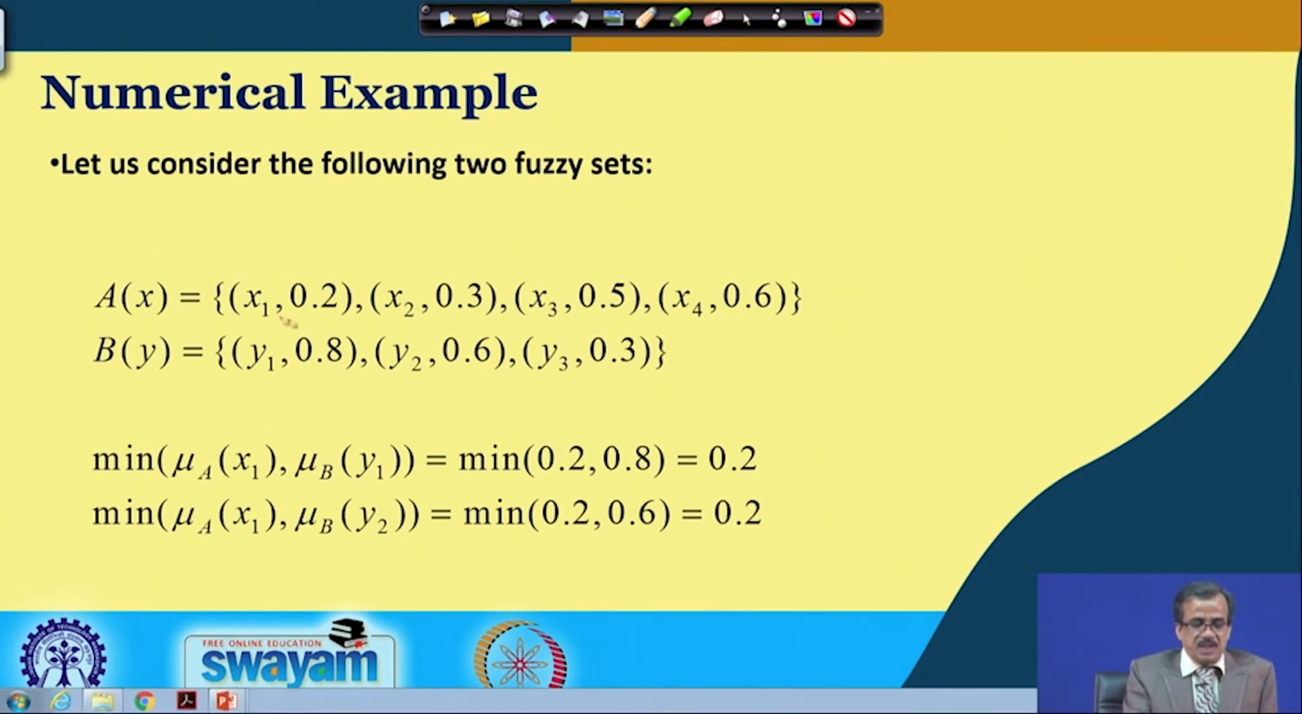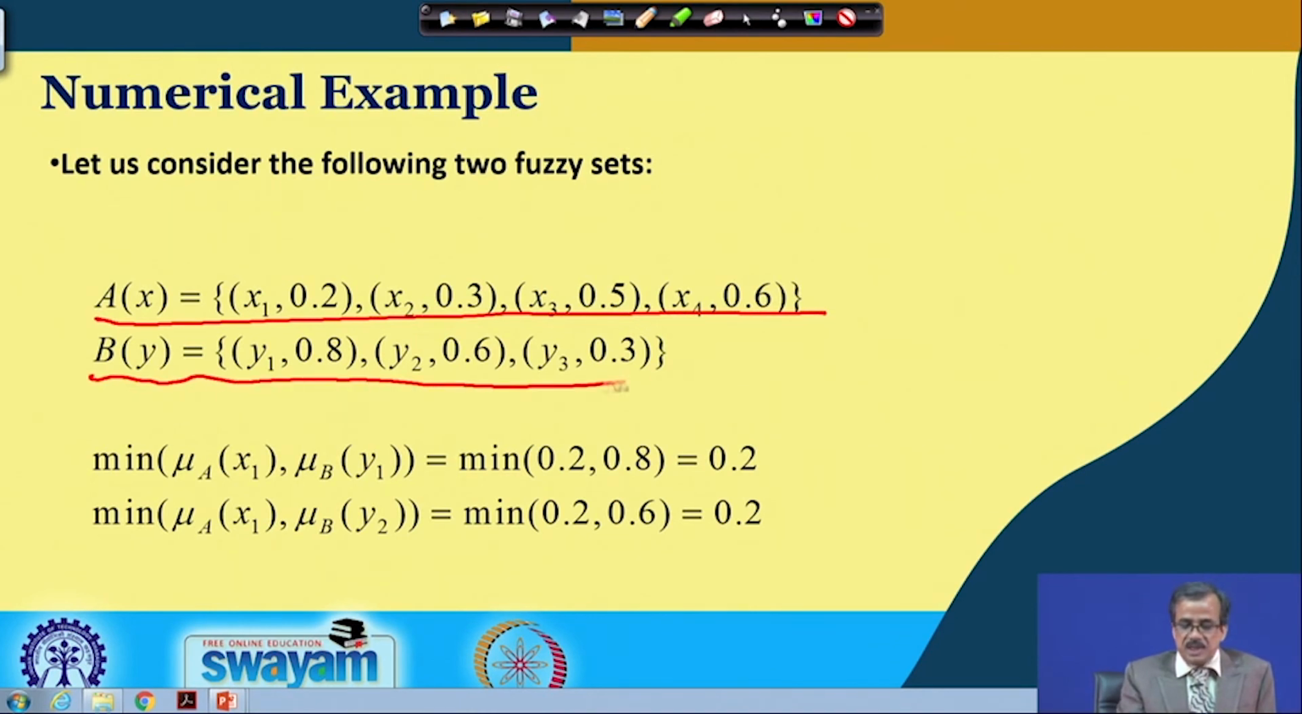Supposing that I have got two fuzzy sets, one is A(x) and another fuzzy set in another universe of discourse, that is B(y). How to find out their Cartesian product? We will have to find out the minimum of mu A(x1) and mu B(y1). So, mu A(x1) is 0.2 and mu B(y1) is 0.8. We compare 0.2 and 0.8 and try to find out the minimum.